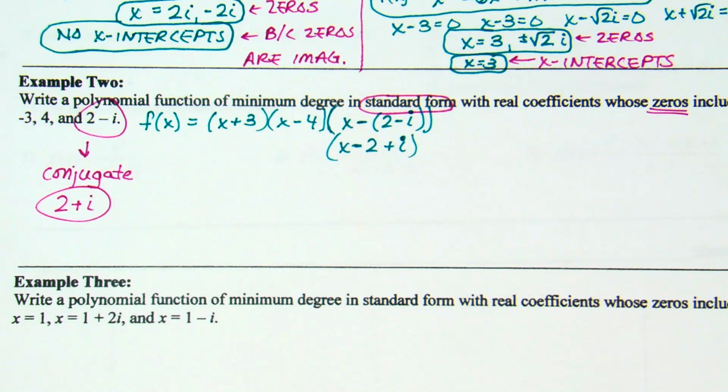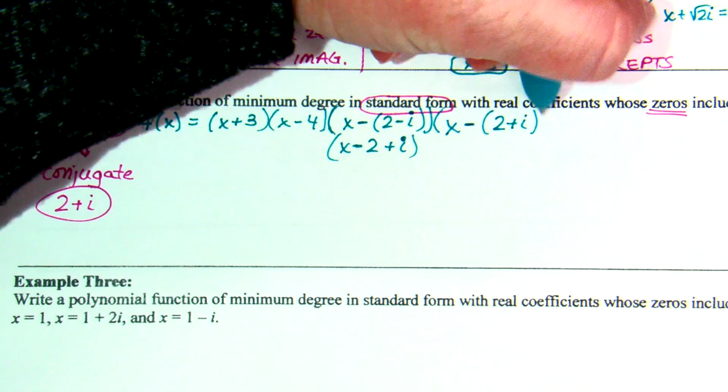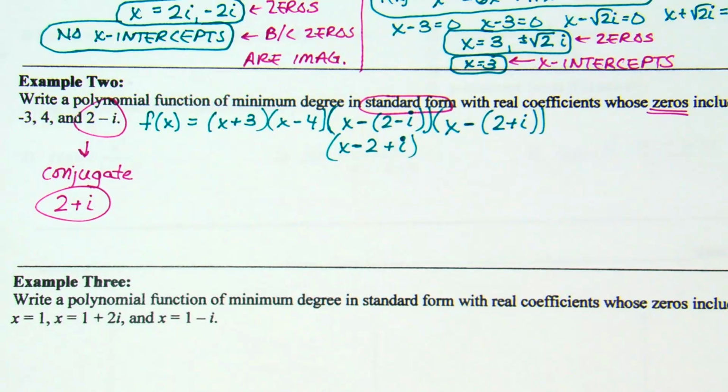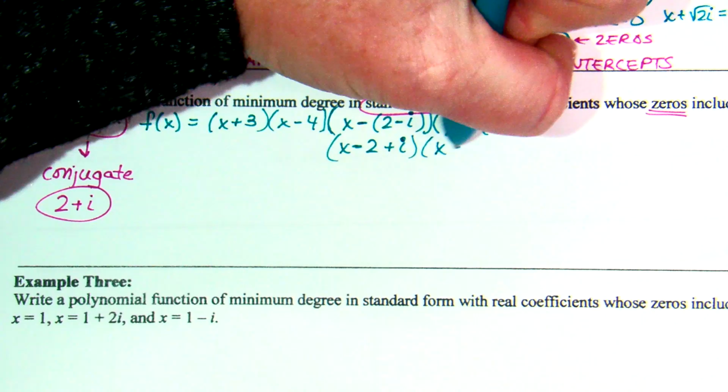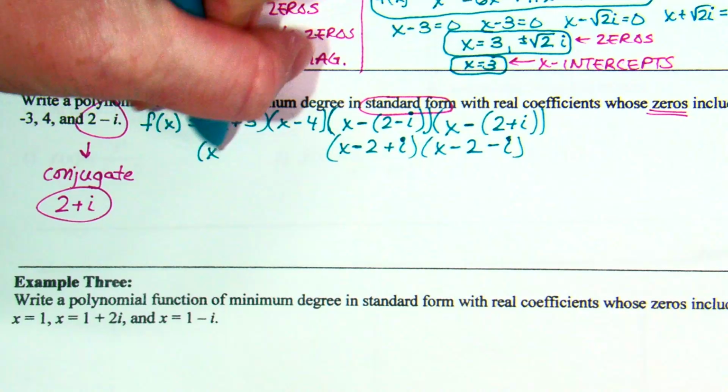So that means I'm going to have a 4th set of parentheses, correct? This time, it's going to be x minus the quantity 2 plus i. And if I clean that up, without those inner parentheses, it really becomes x minus 2 minus i. Okay. That's what I wrote down.